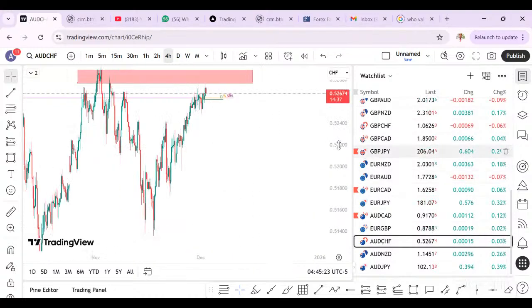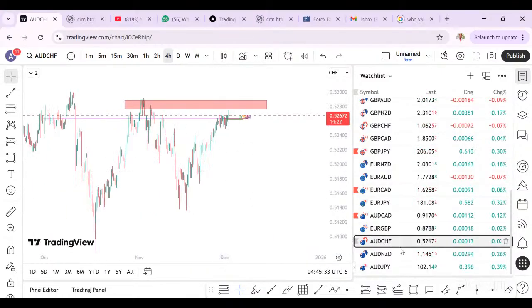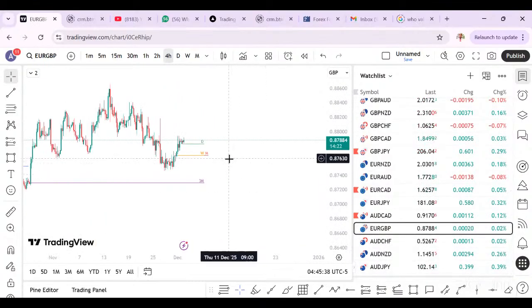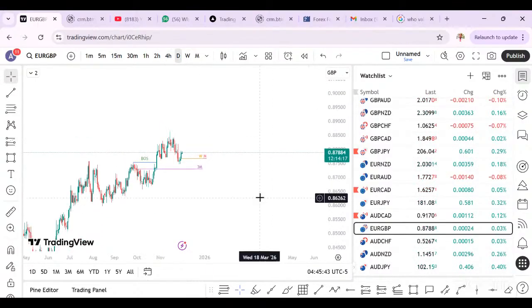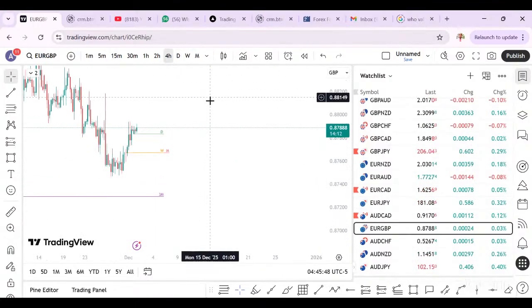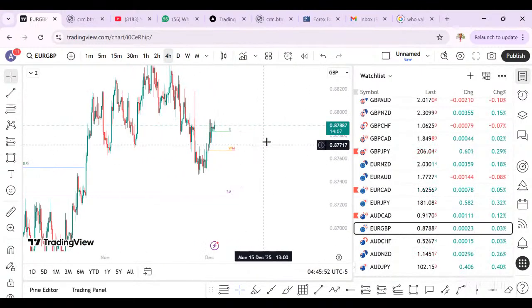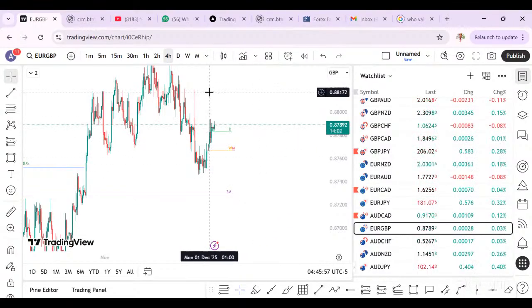AUD CHF, I don't like it. This one has news this midnight. This one has news tomorrow morning. So let's leave AUD CHF. Anything AUD and CHF, leave it for now. Lastly, Euro GBP. Okay, Euro is stronger than GBP for now, but where it is now, it's too high for us to buy. Those of you that want to trade it, it's too high. Maybe if price comes down a little bit, you can look for a buy opportunity.